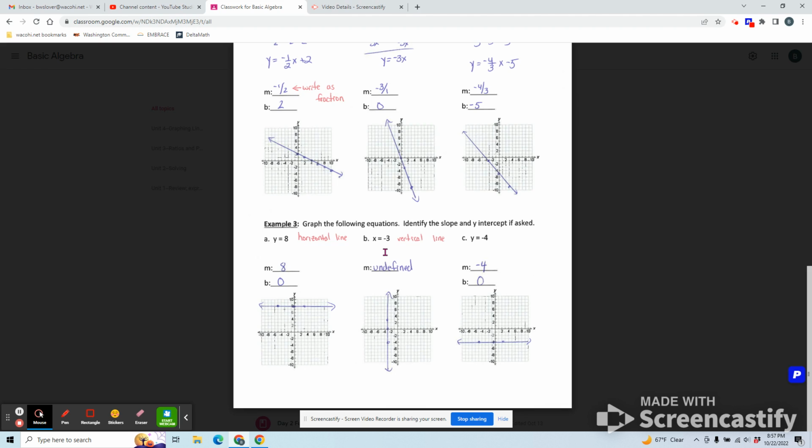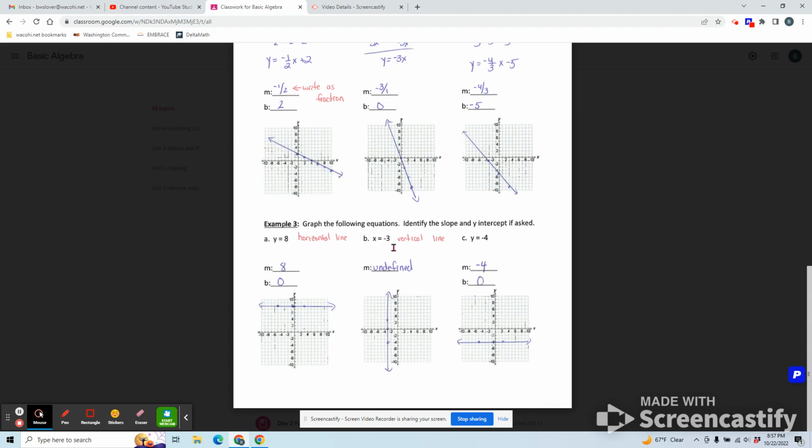So the first one says y equals 8. This represents a horizontal line. If it's just y equals a constant or y equals a number, it is a horizontal line which goes left to right. The 8 tells me where it crosses the y-axis. The slope is 0. There is no slope. It's 0 slope for a horizontal line. So I go up 8 on the y-axis and I draw a horizontal line left to right.